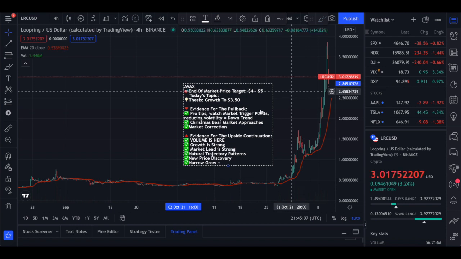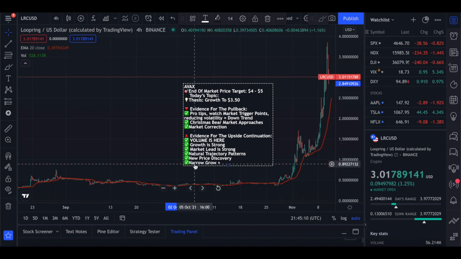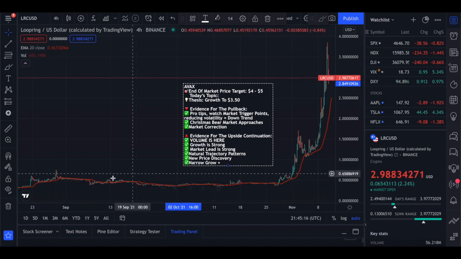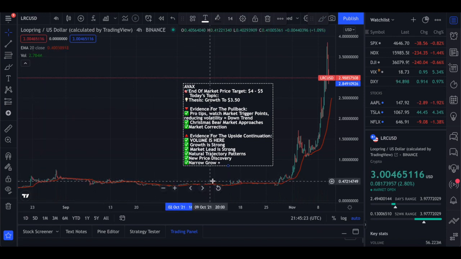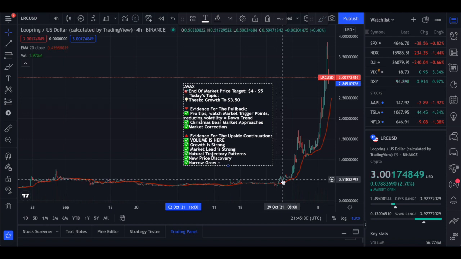And let me just say, I've written down evidence for the continuation of the upward trajectory. I've written down that there's been a lot of growth, and boy has there been. You can see that for yourself: throughout August and September there was a lot of growth. But in November, big things started happening for Loopring, and everything started to change. And let me just say, this is no coincidence.